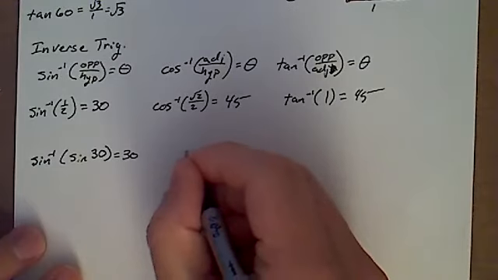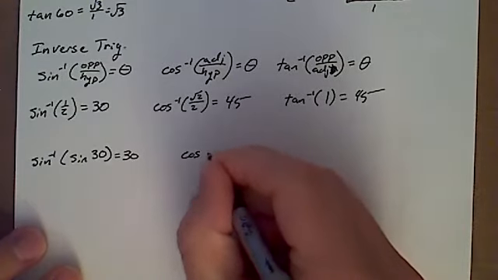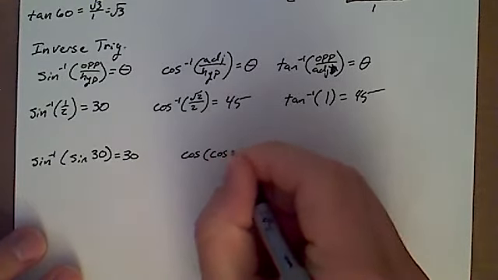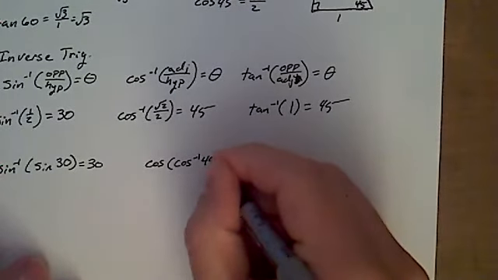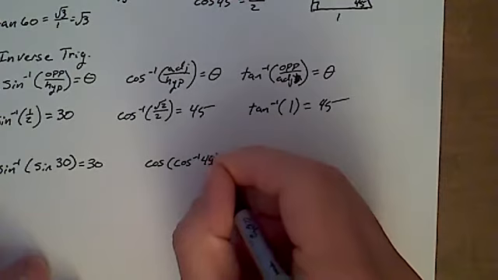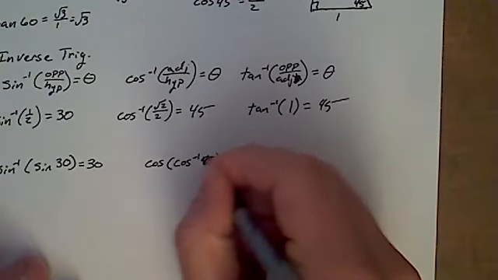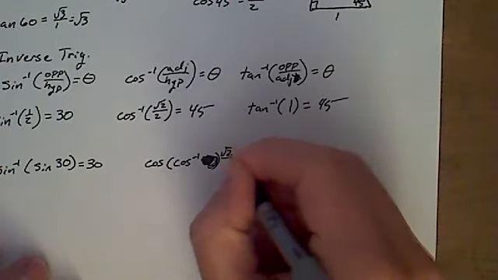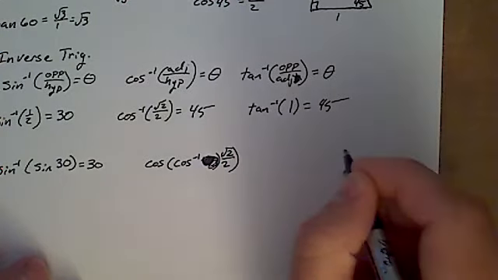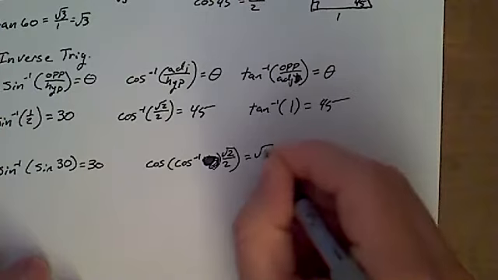Or if we had the cosine of the cosine inverse of, that's bad, of root 2 over 2, we get root 2 over 2.